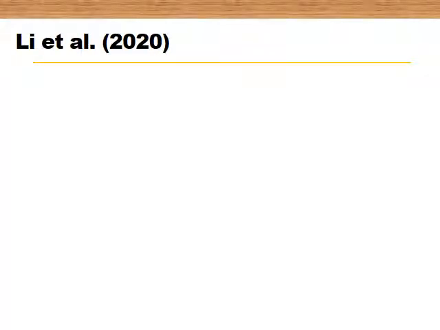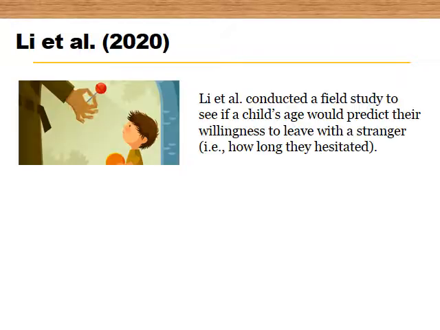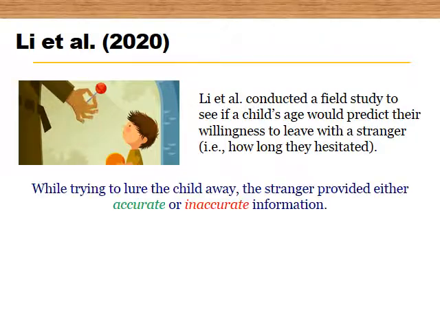Practice problem number 2. This, again, I think was a very clever study, although I don't envy the person who had to write the IRB application for this study. This was actually a field experiment where they wanted to see if they could lure children away from a playground. So they had a confederate, a stranger, walk up to a preschool playground and ask the child essentially to come with them. And they wanted to see if the age of the child would predict their hesitation. How long did it take them to decide that they would indeed go with this person?